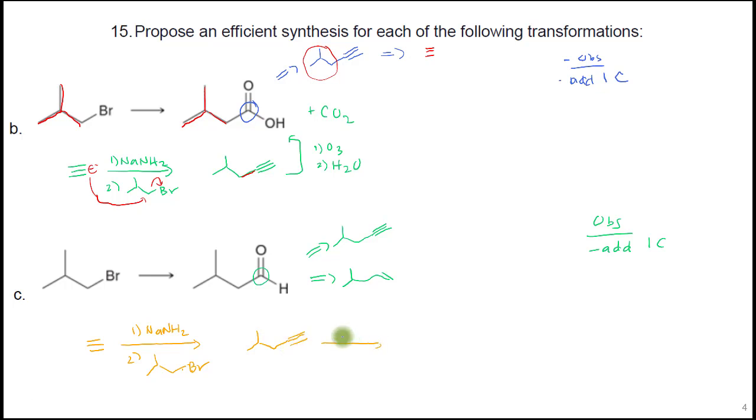And to get from the alkyne to the alkene, I can use H2, Lindlar. And then do ozonolysis, DMS, to get this product and also formaldehyde.